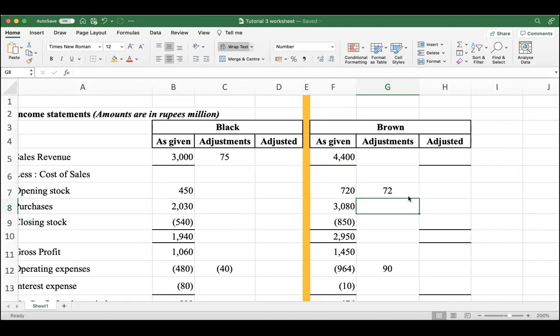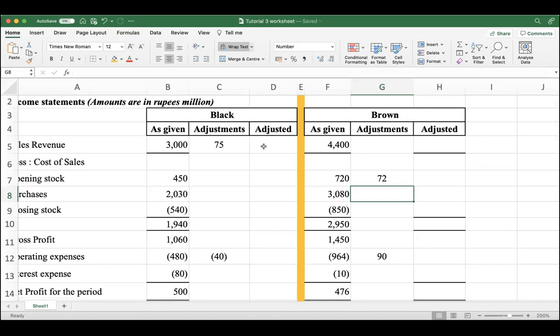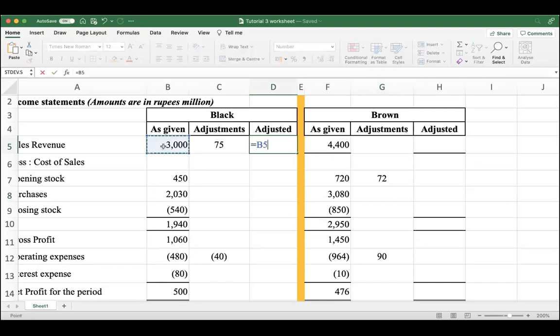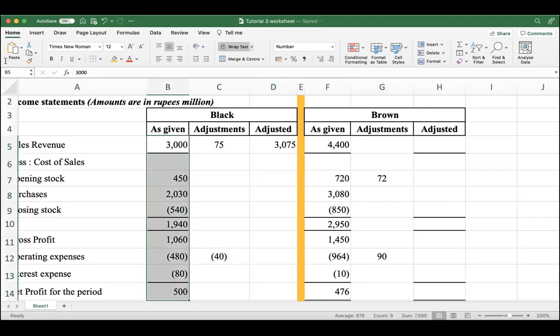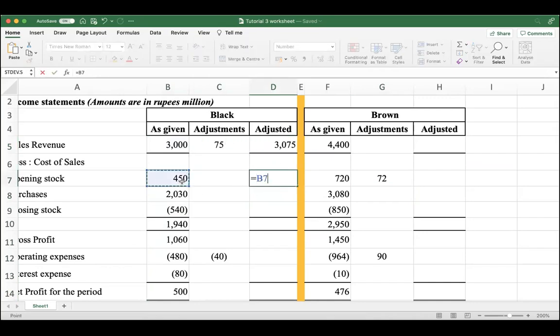Right. Now we have done all the adjustments. We have completed all the adjustments. Now you can take adjusted values: values as given plus adjustments.